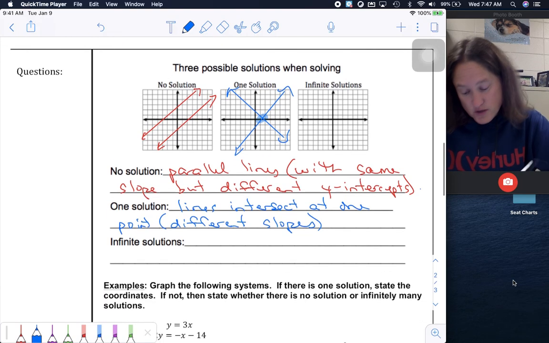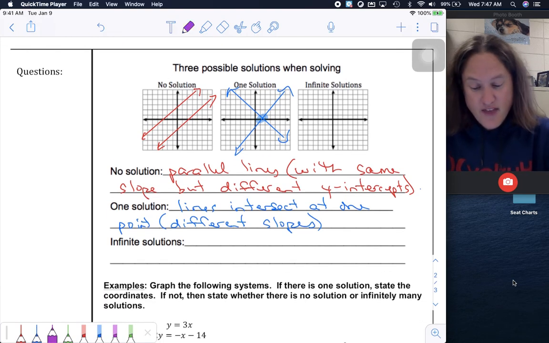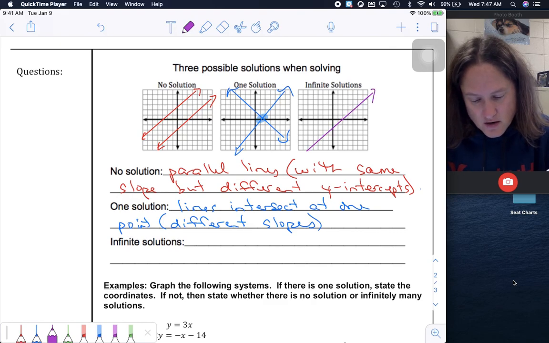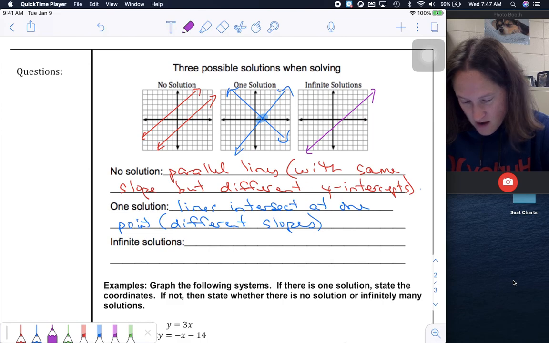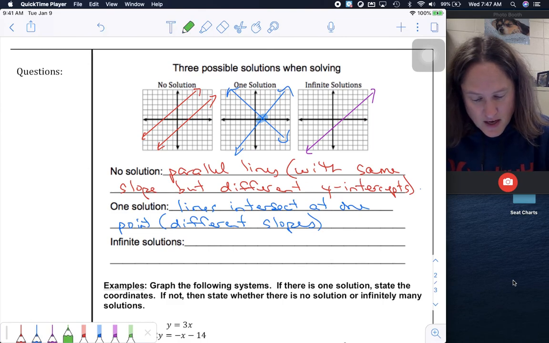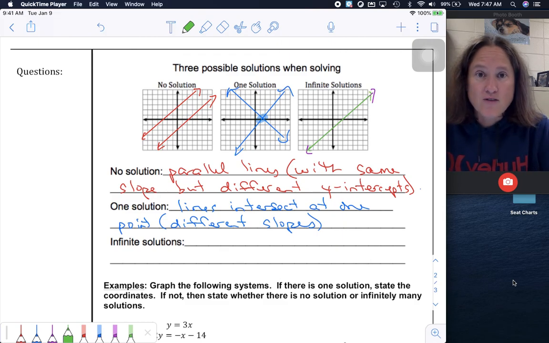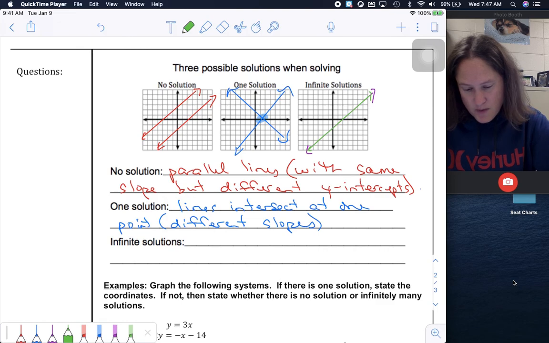Now, there's also one other possibility, and that is infinite solutions. So what happens is you have a line here, and then when you go to graph the other line, it ends up being exactly on top of that line. That is an example of infinite solutions. So every single point on that graph would be a solution. So they are overlapping lines.